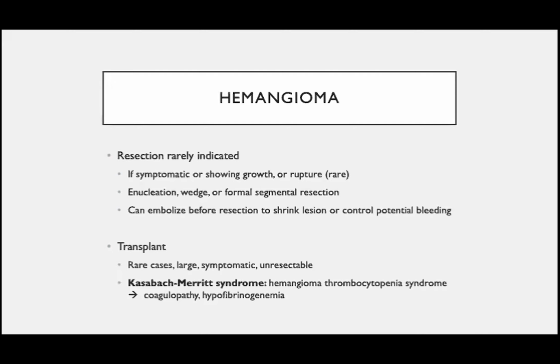Kasabach-Merritt syndrome is something that can develop. It's a hemangioma thrombocytopenia syndrome, and you're going to see coagulopathy and hypofibrinogenemia. So basically, they just become coagulopathic because everything's just being consumed within the hemangioma.